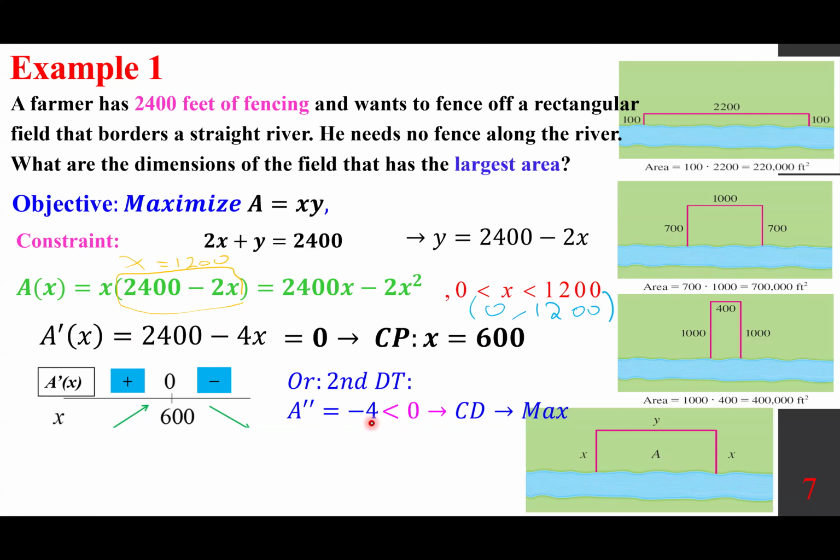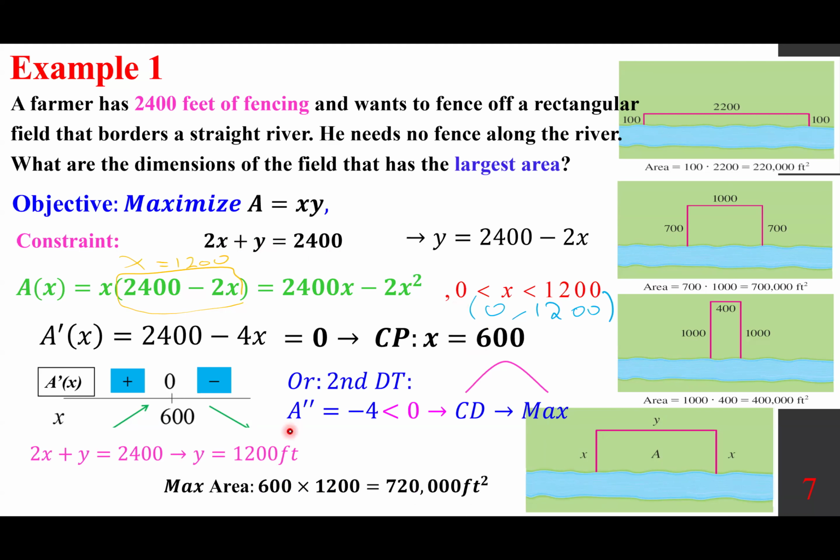Negative means concave down, looking like this, which means maximum. So maximum occurs when x is 600. You put it back into the constraint to find the missing y, which becomes 1200. And the largest area is the product of these two numbers, which results in 720,000 square feet.